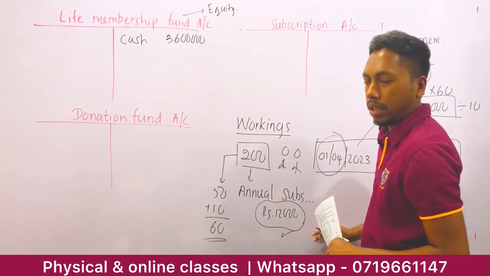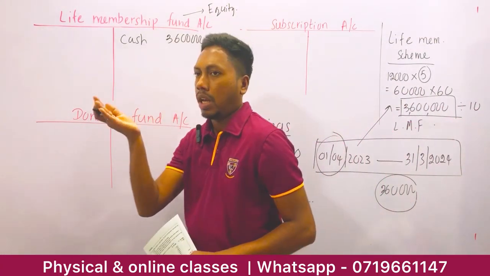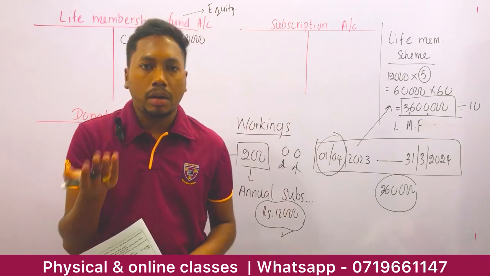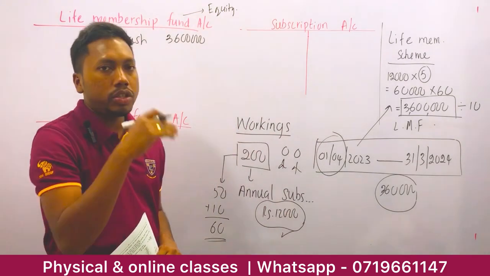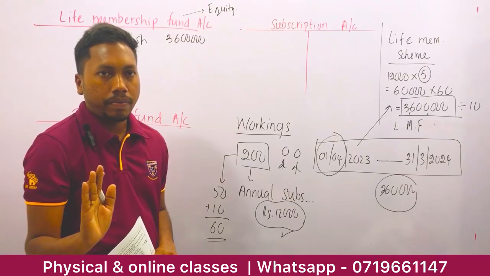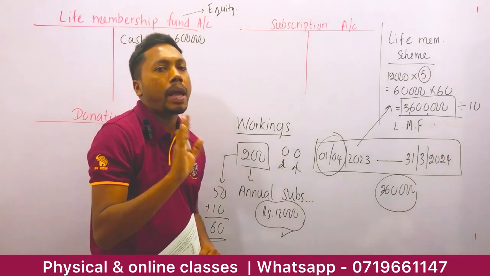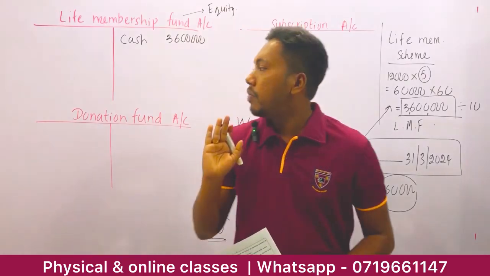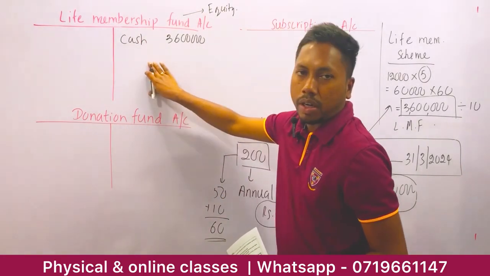So the double entry is if the income goes up. Now the life membership fee is an income of the organization, right? So if the income goes up, it should be credited. But in this exercise, we are not required to prepare an income and expense account. Okay. But we have to prepare the life membership fund account.